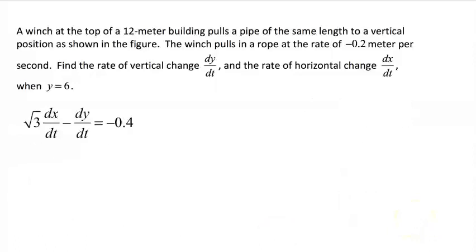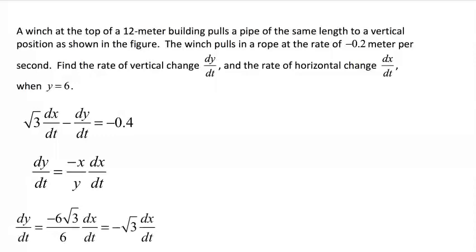And if you recall, way back we had another equation that related dx dt and dy dt that came from the other triangle. We had the fact that dy dt was negative x over y dx dt, and we wanted to use that. Except now we know what x and y are at that instant. x is negative 6 root 3 and y is 6. So simplifying this equation, I get dy dt is negative root 3 dx dt, which I will then plug into this equation to solve for dx dt. So I have root 3 dx dt minus dy dt is negative 0.4, but dy dt is negative root 3 dx dt.